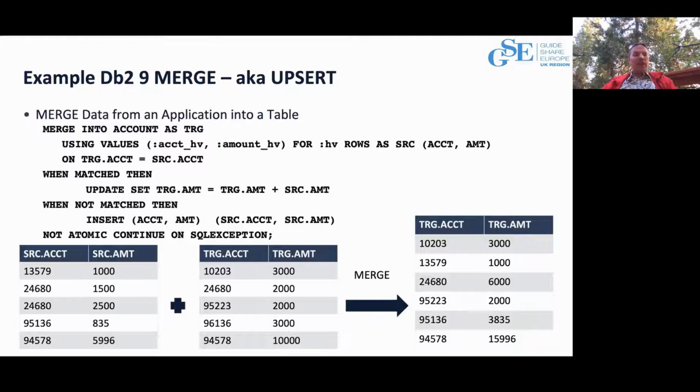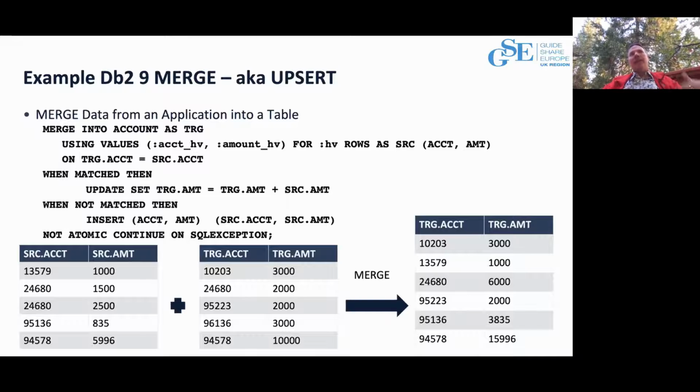So the key thing here is that the value 24680 is specified twice. It's got 1500 and 2500, and the original table has 2000 in it, and then the result for 24680 is 6000. That was one of the nice features of the original merge: you could think about processing something like a ledger where Chris went in and got $2,000 out, and later he came out and got another 1,500 or 2,500 out of the ATM.